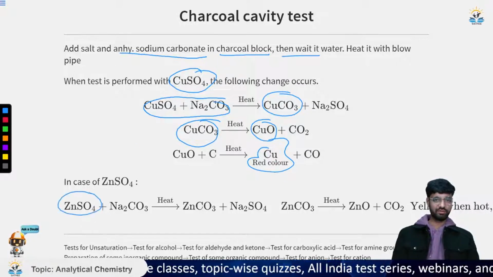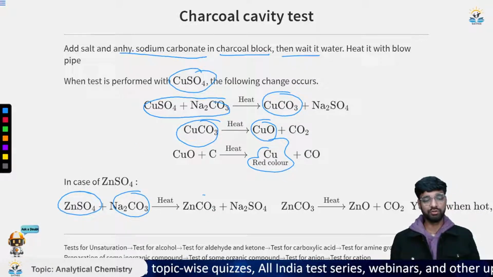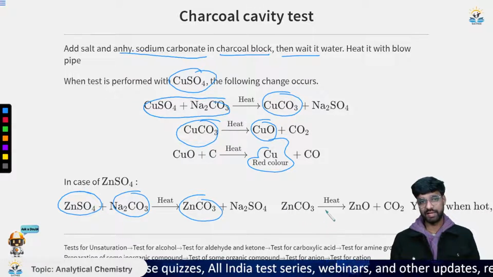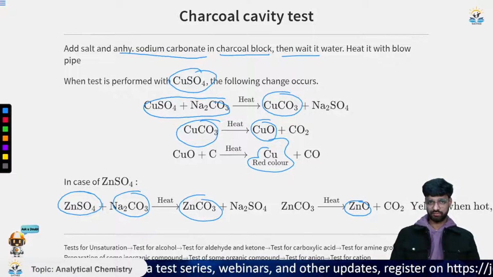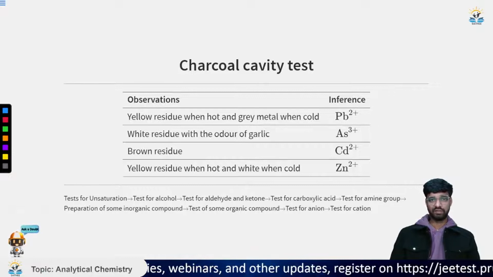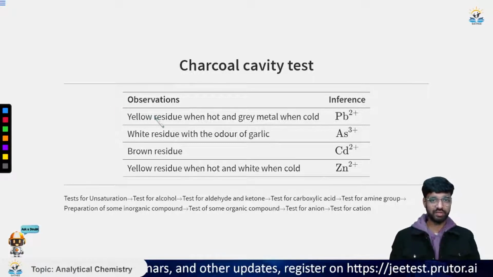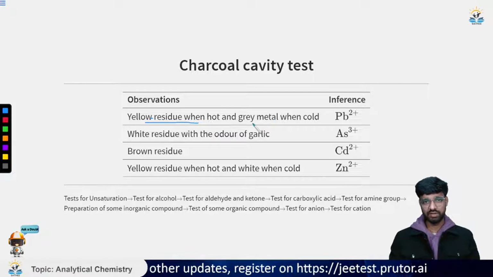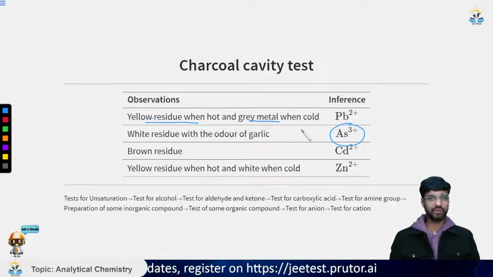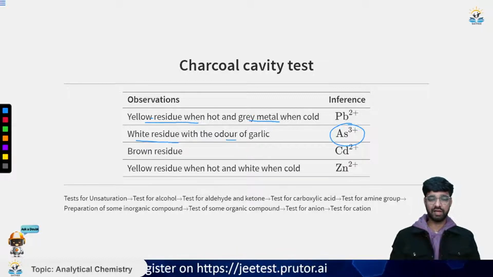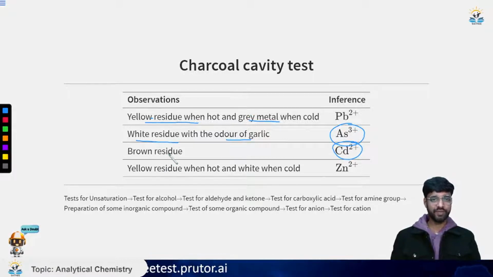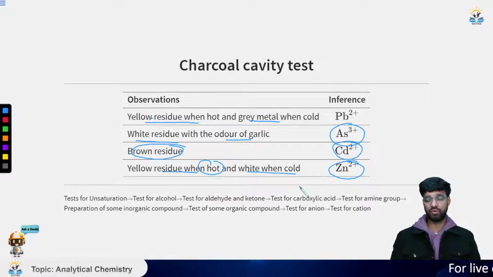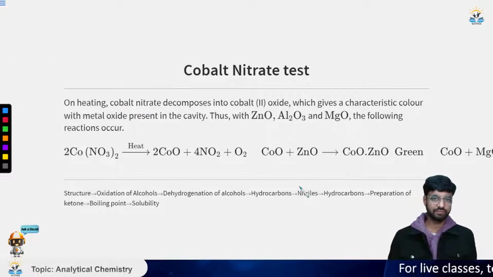Now suppose it is ZnSO4. ZnSO4 on treatment with Na2CO3 gives ZnCO3, and ZnCO3 upon heating gives zinc oxide plus CO2, which is yellow when hot. For the remaining cations: for Pb2+, a yellow residue when hot, turning into gray metal when cold. For arsenic, a white residue with the odor of garlic. For cadmium, a brown residue. And for zinc, a yellow residue when hot and white when cold. So this is the charcoal cavity test.